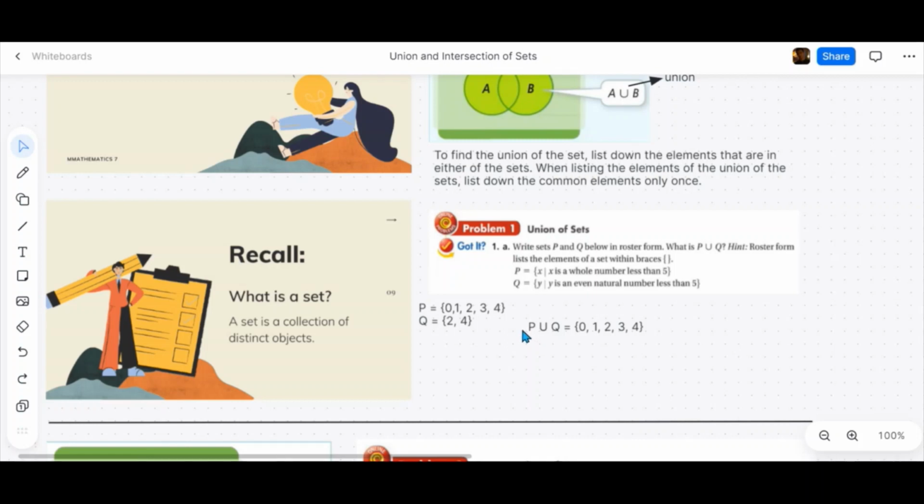Now, to combine all of the elements, we come up with 0, 1, 2, 3, and 4. Observing sets P and Q, they both have the common elements 2 and 4. And the condition says that we only have to write down the common elements once. Therefore, P union Q is 0, 1, 2, 3, 4 in this problem.